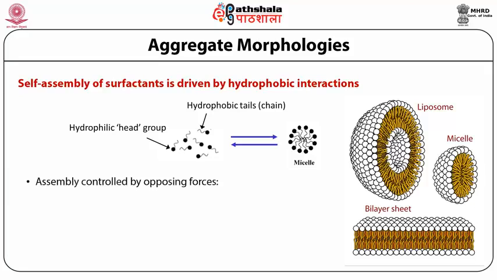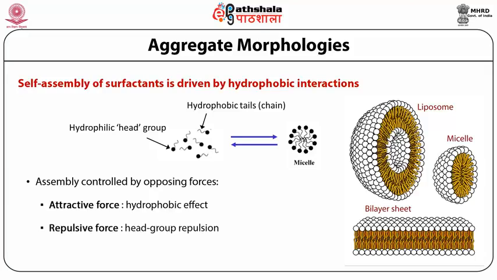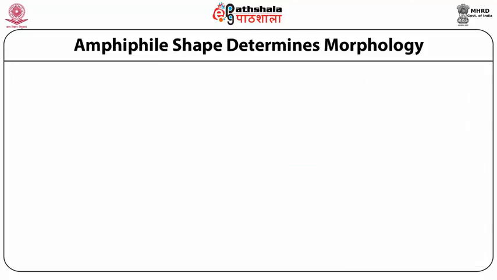However, these aggregate morphologies are determined by two opposing forces: the attractive forces, which are the hydrophobic effect, where all the hydrophobic tails want to come together, and the repulsive force, that is from the head group; if the head group is charged, they would have a repulsion. So based on that, the effective area of the head group changes.